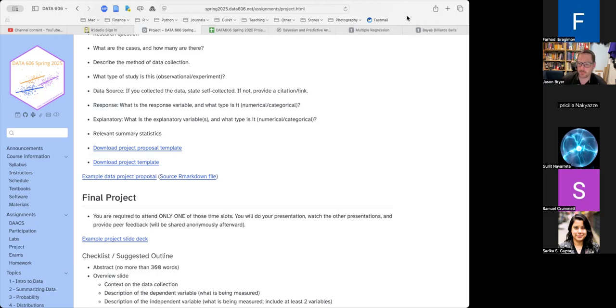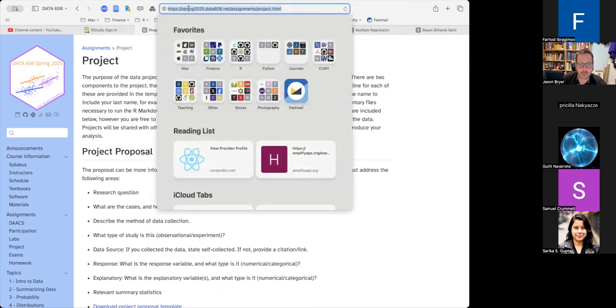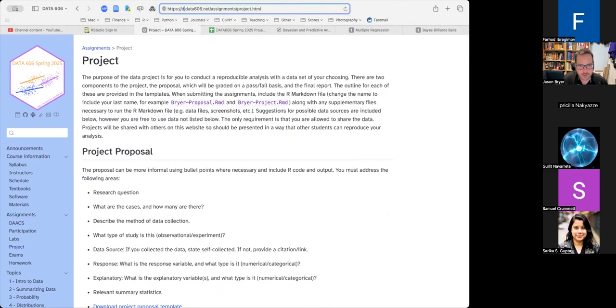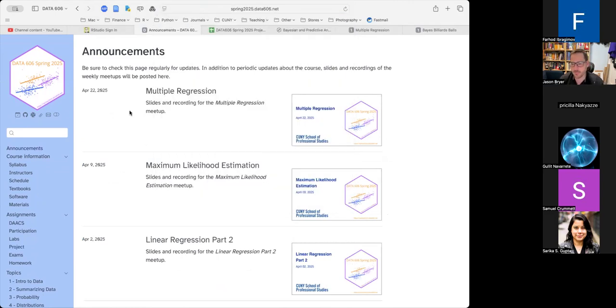Will the class website remain? Yes, I was going to talk about this next week. If you notice in the URL, it says spring 2025. I usually just type data606.net, and if you notice, it does a redirect. At some point over the summer, the 606 without the subdomain will eventually redirect to a fall 2025 website. But yes, this will stay here.